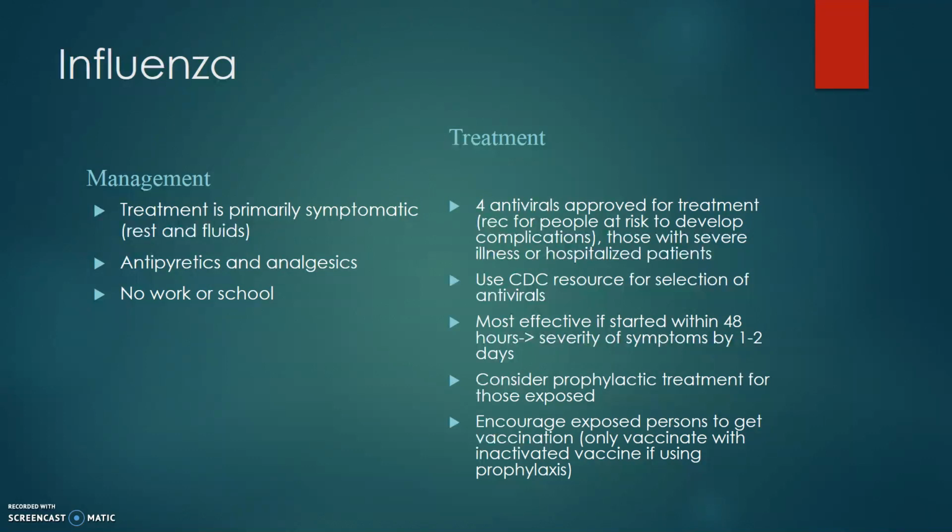But I do think it's important to make that decision of prophylactic treatment for those exposed, and you'll have to make that with your clinical reasoning skills of who the patient is in front of you and who are the exposed within their family or their friends or their occupations. Probably the best recommendation is to encourage the exposed person to get a vaccination. Only vaccinate with inactivated vaccine if you're using it as prophylaxis, okay? Because if you give an antiviral, then it will negate the effectiveness of that vaccine.